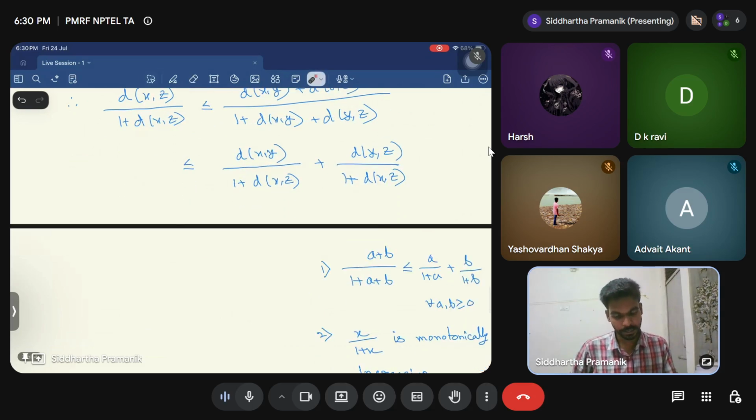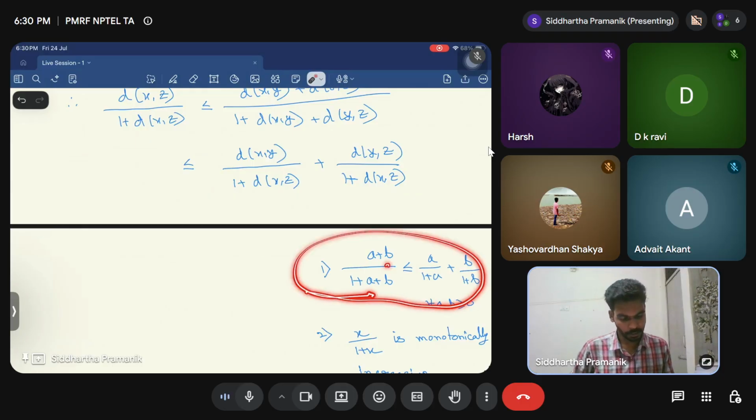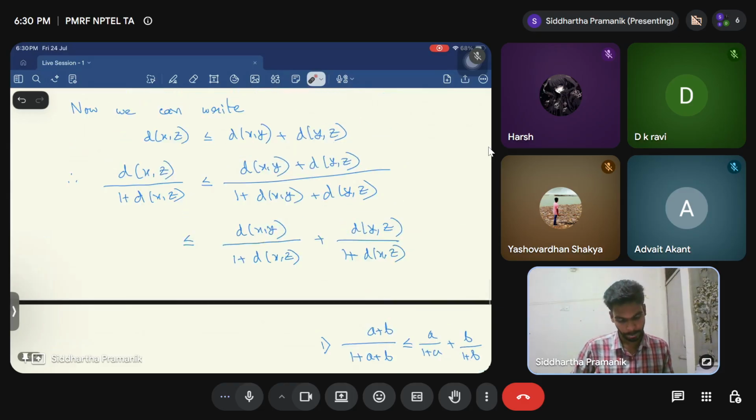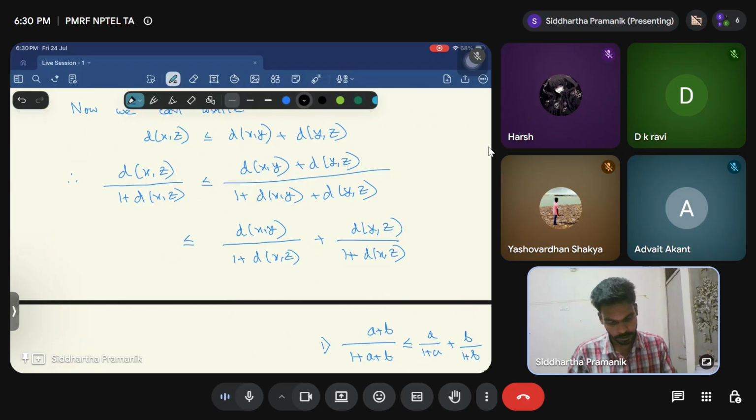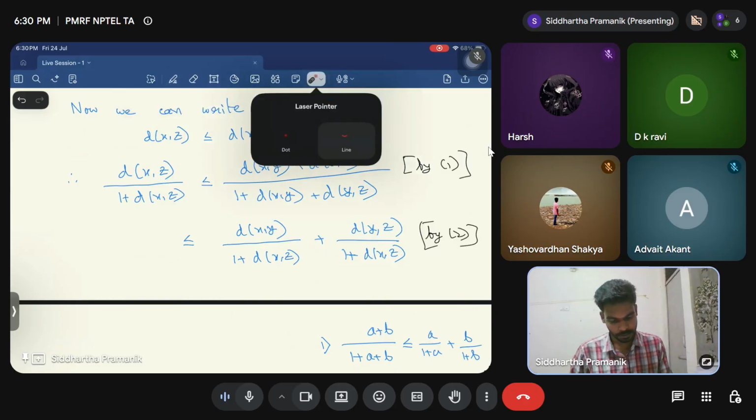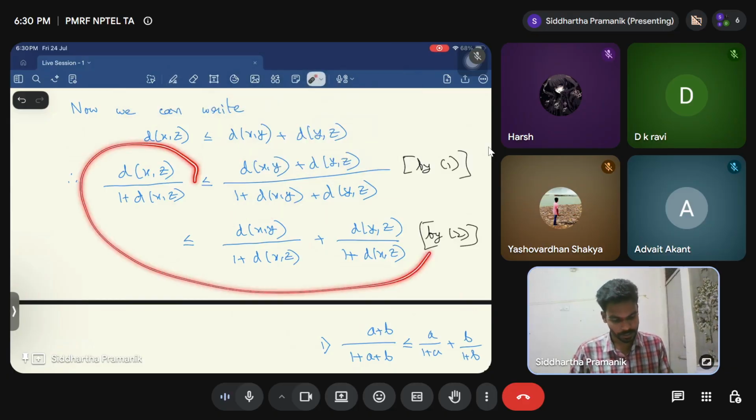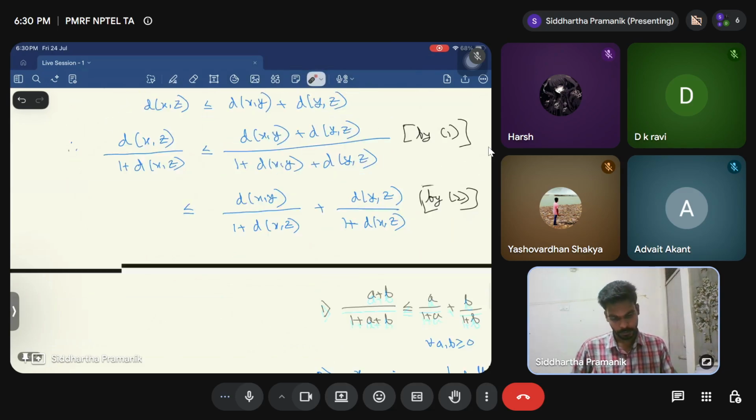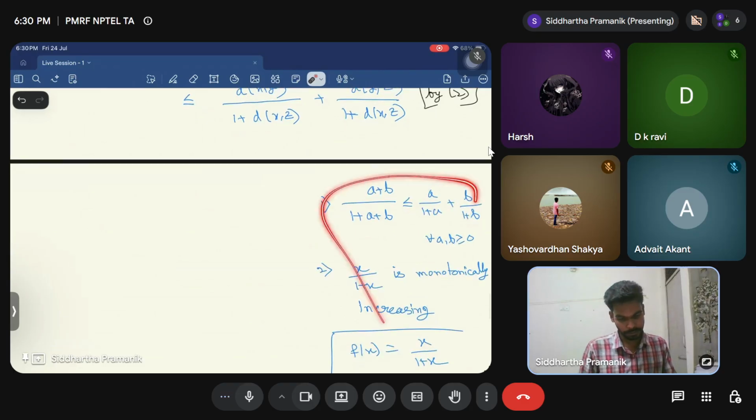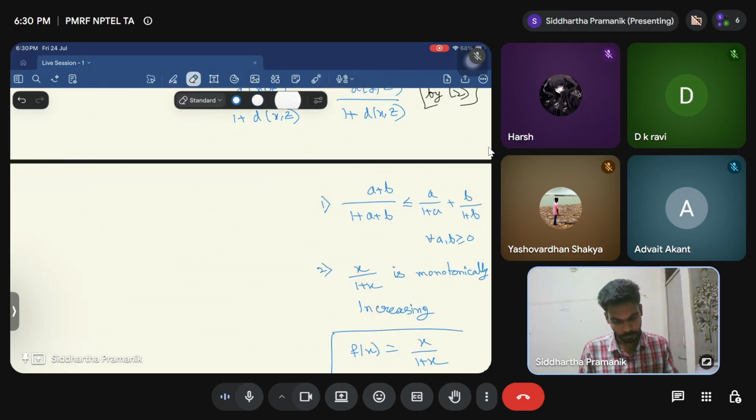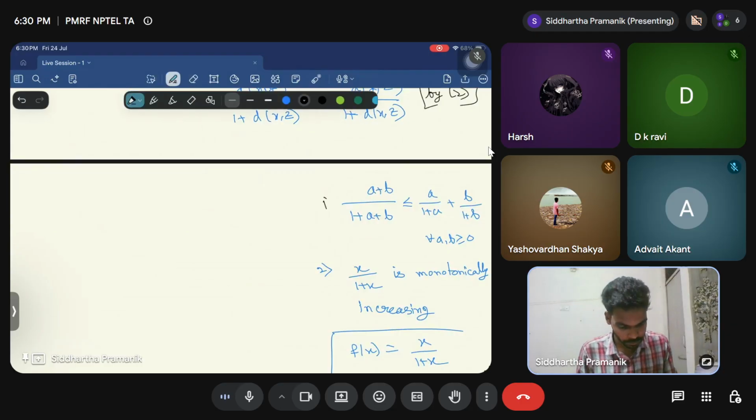Okay, now apply the second item, this one, a plus b by 1 plus a plus b is less than or equal to a by 1 plus a plus b by 1 plus b. So this is by the second item, this is by the first item. So maybe I will write this by 1 and this is by 2. But this thing is exactly what we wanted to prove. So we need to use these two facts. But I will not prove these facts, that you can check this.